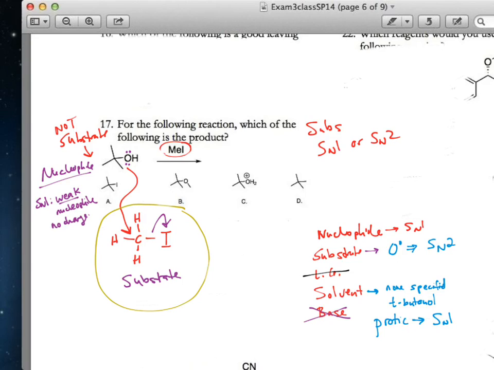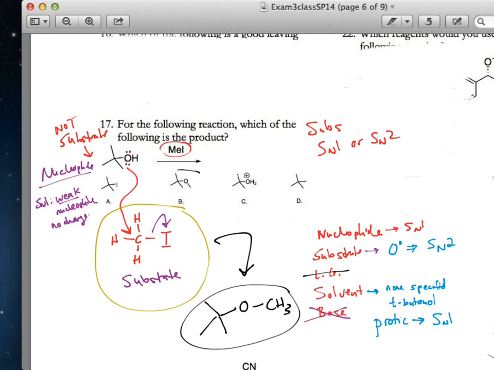Ultimately, our nucleophile is going to have to attack. We're going to have to kick out the leaving group. Either way we go about it, the product that we end up with, which gives us answer B. Okay. So we did overanalyze that one because I want you to see all the possible aspects that are trying to go through your head.